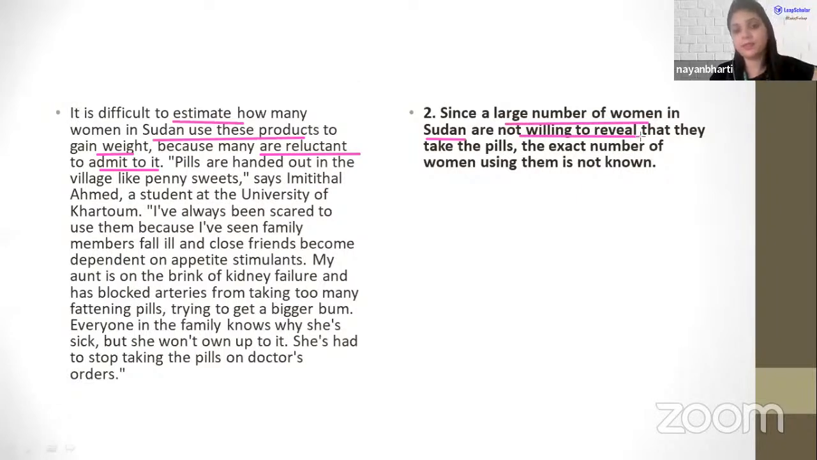Why not given? The information is there, right? So they do not want to share. That was the reasoning, that's why it's difficult to estimate. So since a large number take them, we don't know, right? So hopefully everyone understood, the answer is going to be true for this. Again, I can see few of you are saying not given. I cannot understand why, all the information is there. Since a large number of women in Sudan are not willing to reveal, so they are reluctant to admit that. Exactly similar words will not be there.